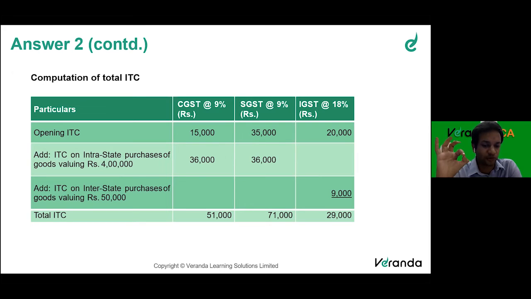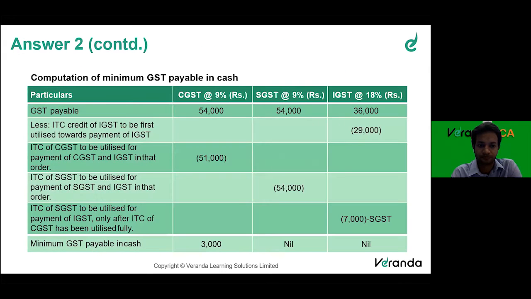Now what we have to do is decide which input tax credit we will adjust against which output, so that we can arrive at the net tax payable under each head. Let's do that. To recollect the provision, first we will have to adjust IGST head, then CGST, then SGST. We'll follow the same order here. So GST payable under each head 54, 54, 36. We saw that, right? Liability in each head. Then comes the adjustment of input tax credit.